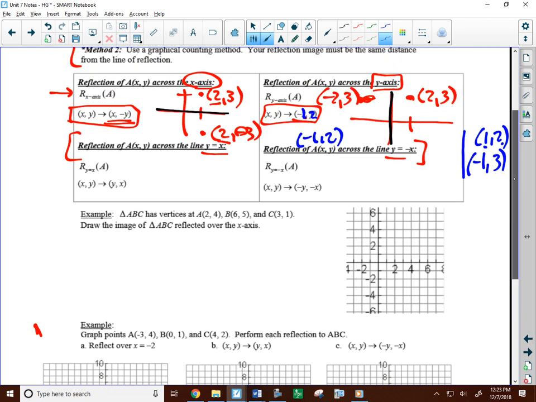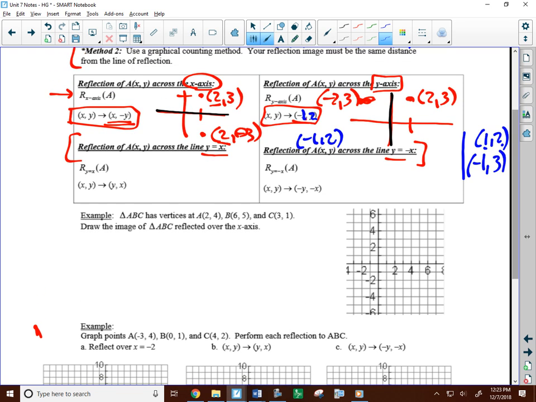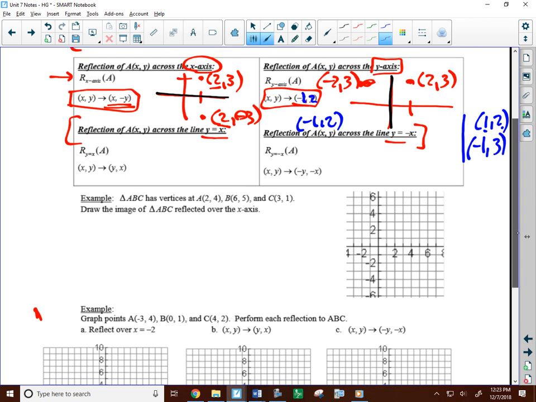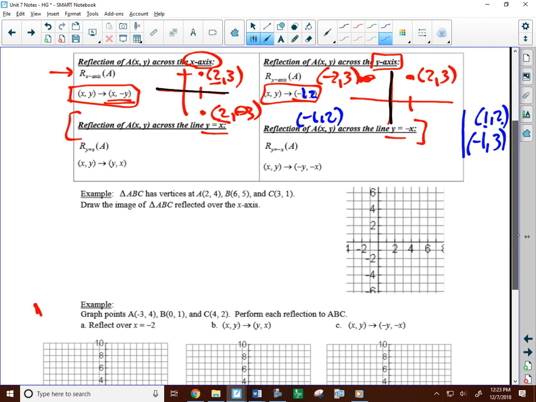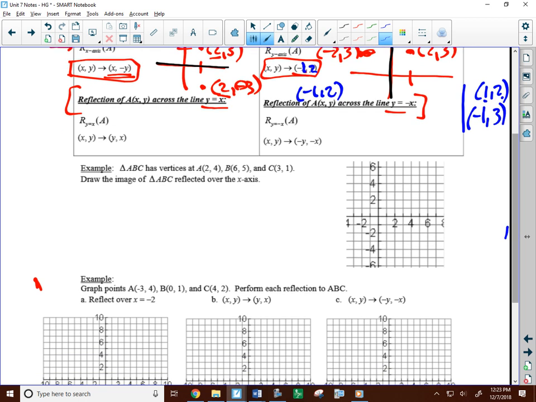Okay, so that's the x and y axis. Now they can also ask you about any other horizontal or vertical line, and I'll cover one of those down below. There's no formula for it. Next, y equals x and y equals negative x.